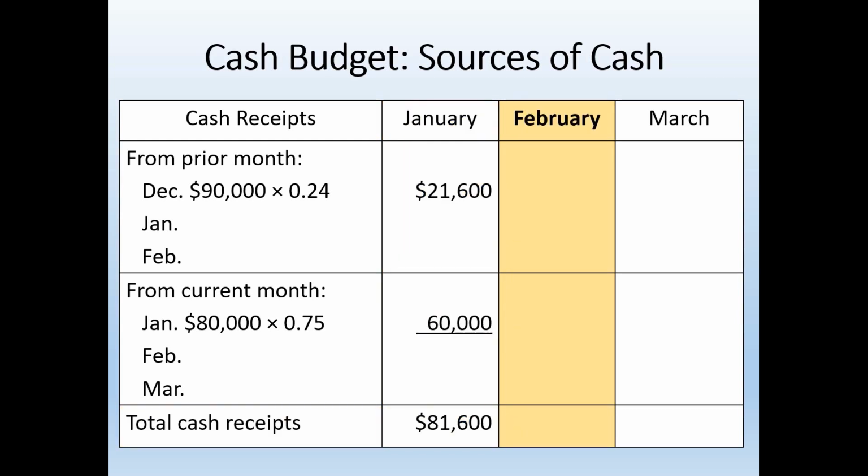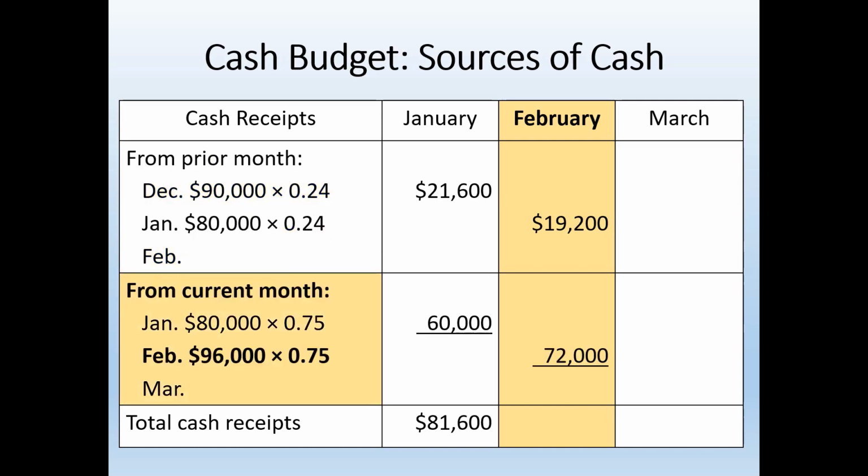Now let's look at February. The firm expects to collect the other 24% of its January sales cash in February. And it expects to collect 75% of its February sales as cash in February. Add these two amounts together, and the firm can see how much total cash receipts it expects to collect during February.